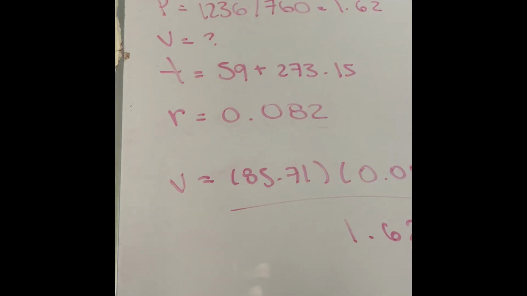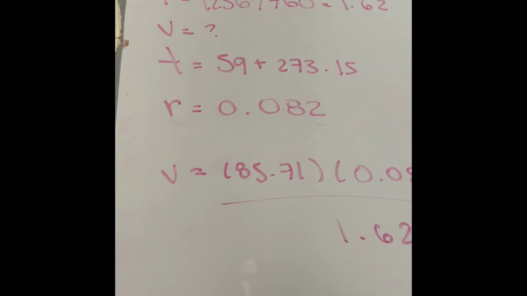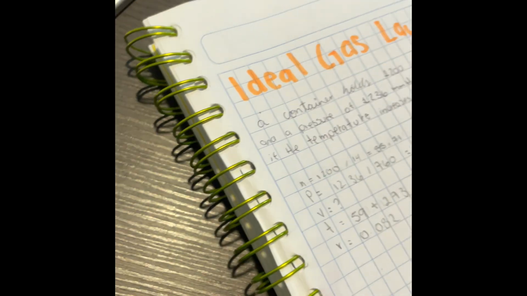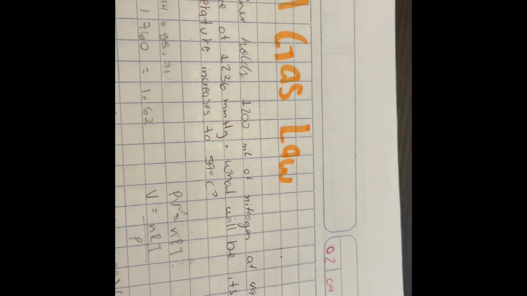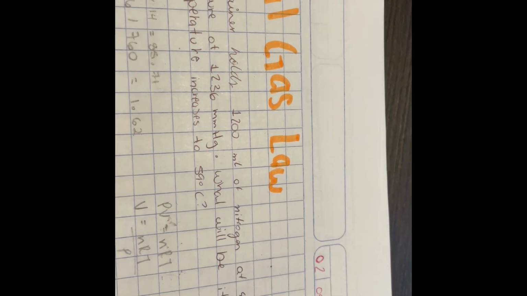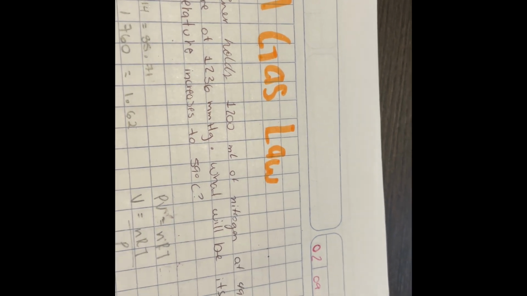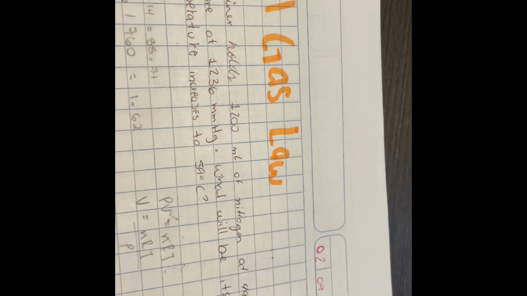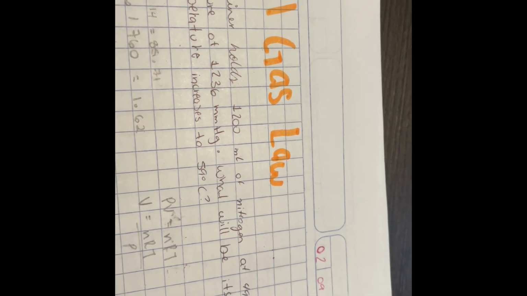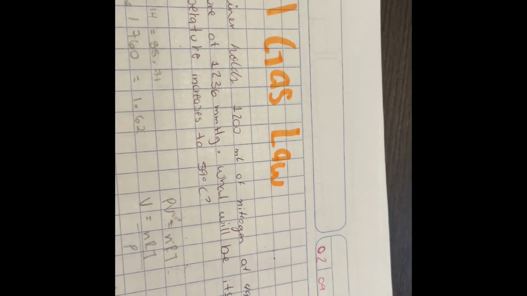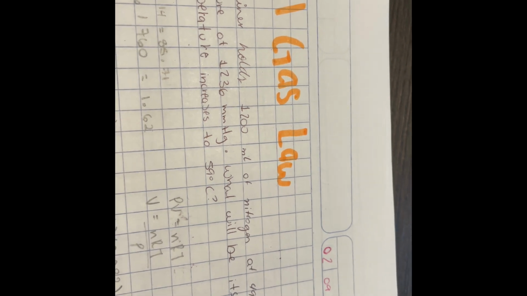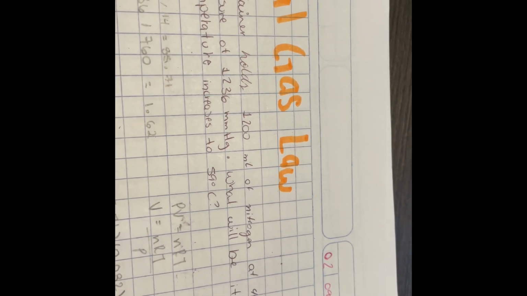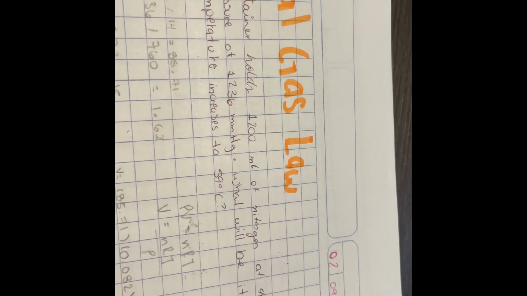After we have understood the things that I told you, then we need to go to our problem. It says a container holds 1,200 milliliters of nitrogen at 49.7 Celsius and a pressure of 1,236 mmHg. What will its volume be if the temperature increases to 59 Celsius?